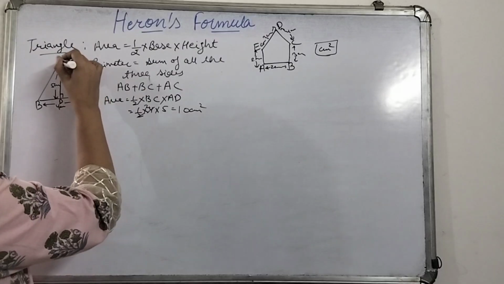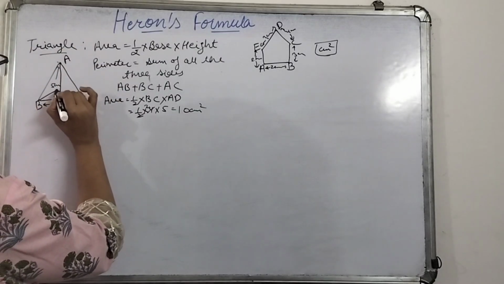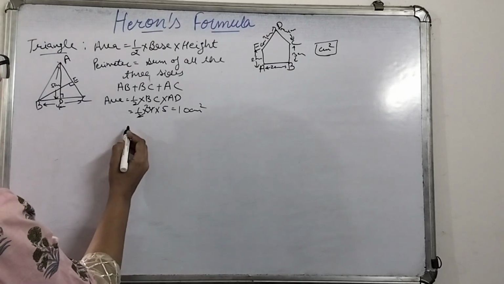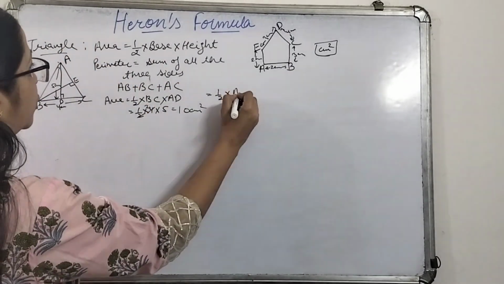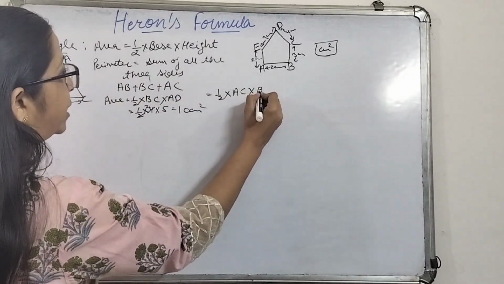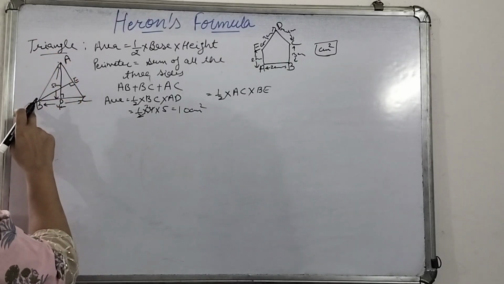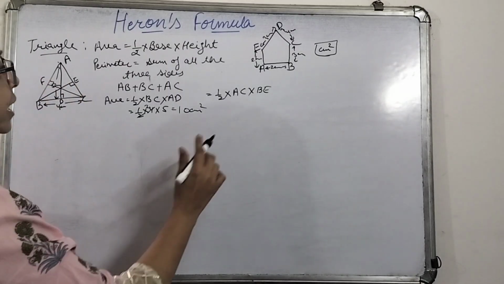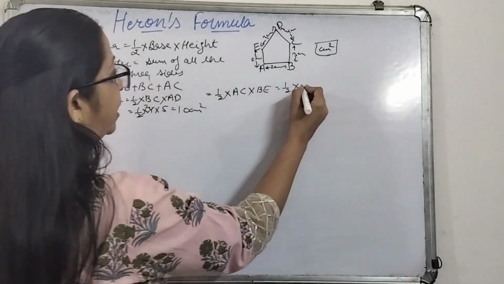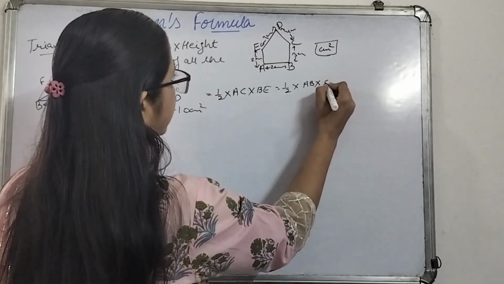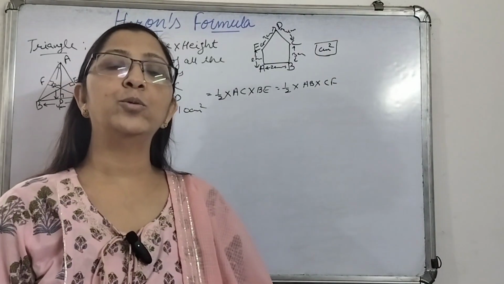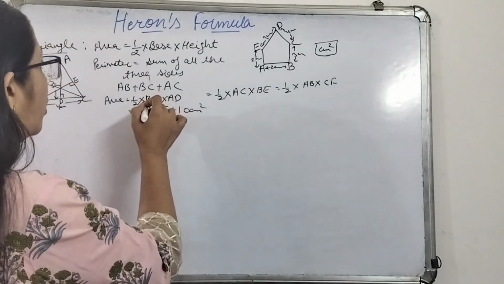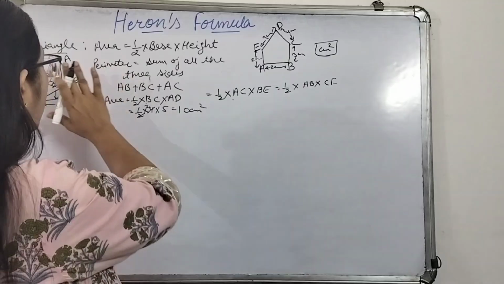Now suppose instead of BC, I consider AC as the base. In that case the perpendicular from the vertex B on the side AC will be the height. This BE will be the height. So area could also be given by 1 upon 2 into base AC into height BE. Similarly, if we consider AB as the base, then the perpendicular from the vertex C will give us the height. Suppose this is the point F, then area will be 1 upon 2 into base AB into height CF. So what we can say is the area of a triangle is 1 upon 2 into base into corresponding height. Whatever base we are considering, accordingly we will consider the height also. And in all the 3 cases, your area will be the same because it is showing the area of the same triangle only.